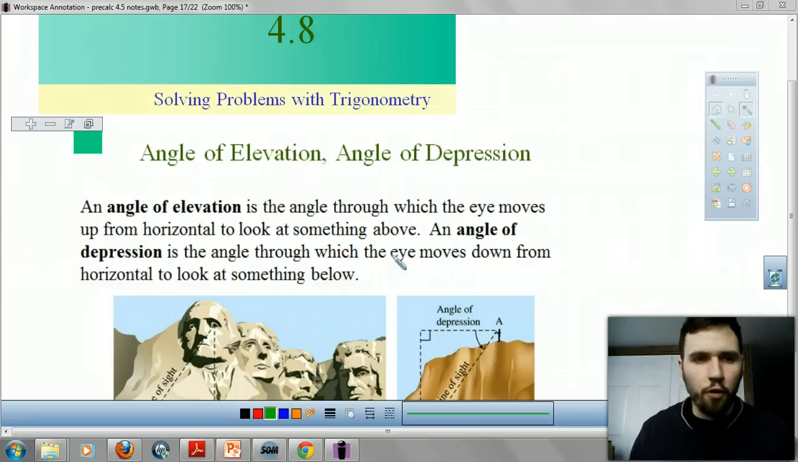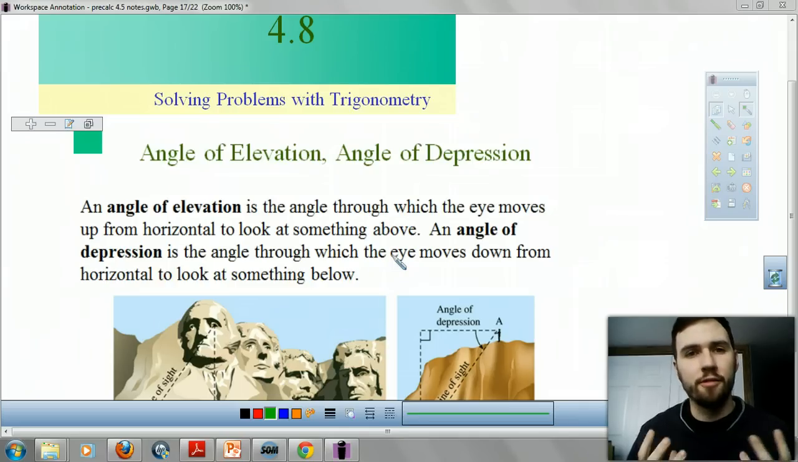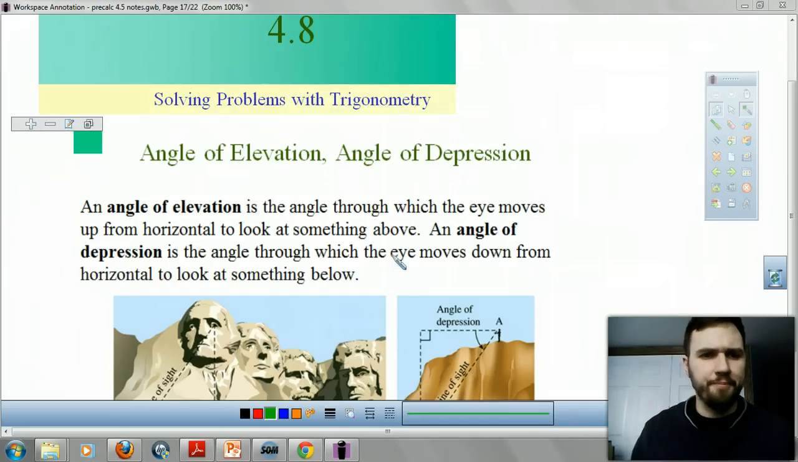Today we are going to look at 4.8, solving problems with trigonometry. And by solving problems, I'm not saying maybe you have girl problems, or maybe you have problems getting a lawnmower started. No, we're going to be solving trig problems. Two things you got to know: angle of elevation and depression.